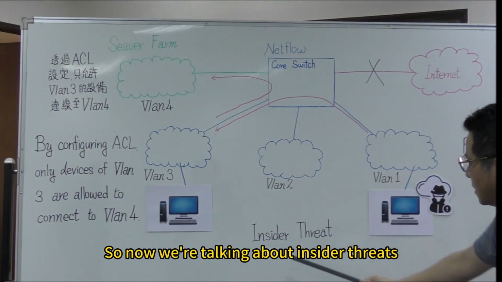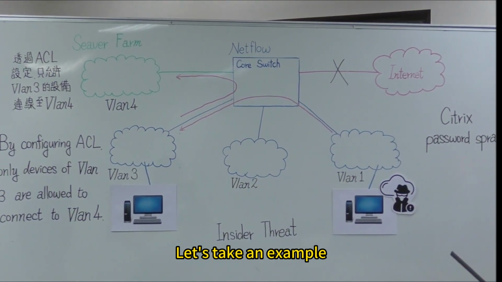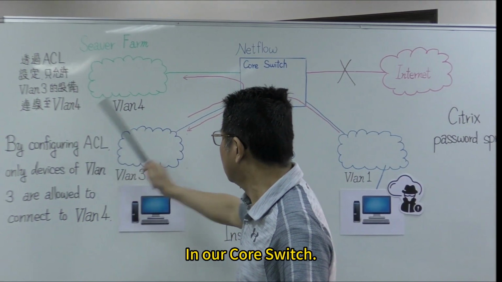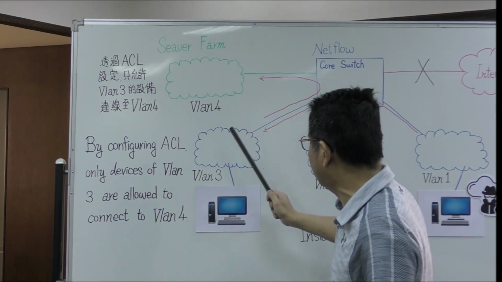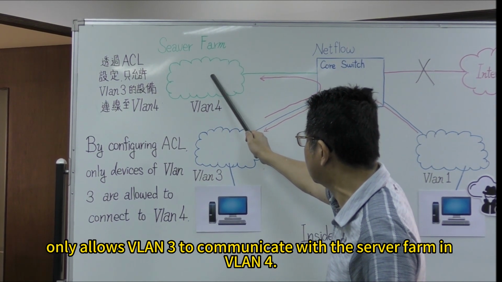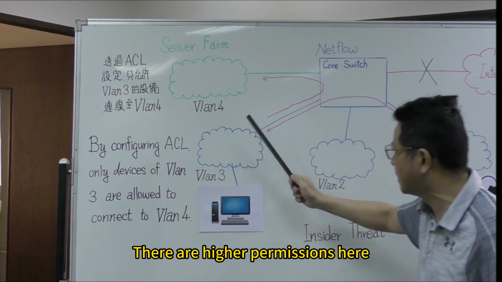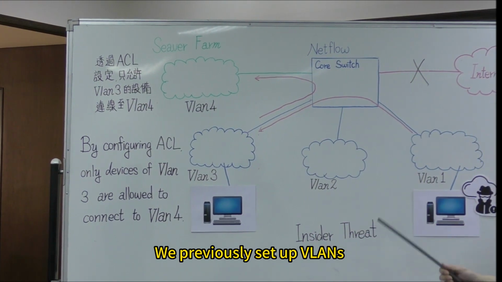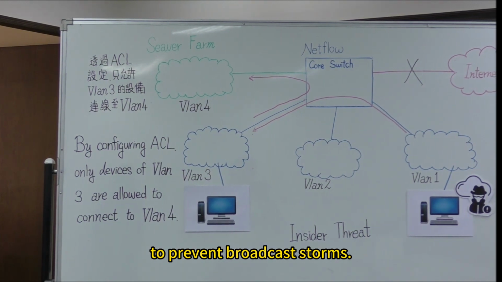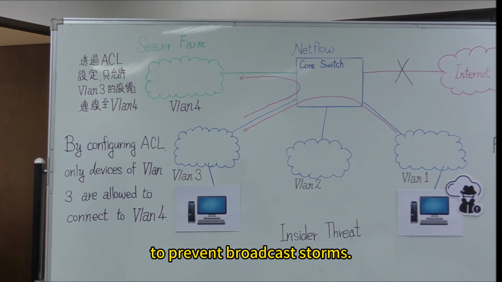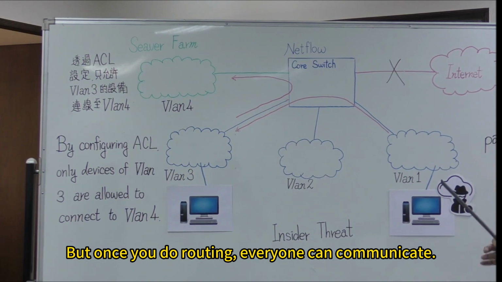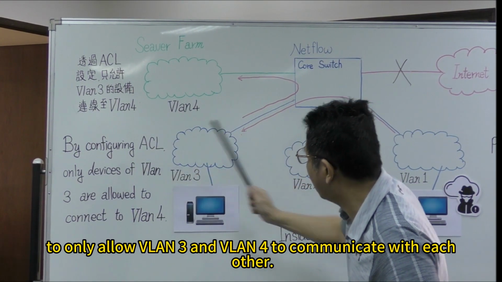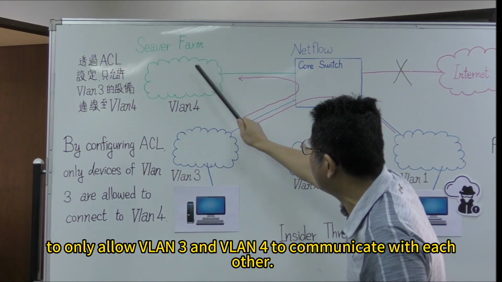So now we're talking about insider threats. Let's take an example. It is written here in our core switch. The entire design only allows VLAN 3 to communicate with the server farm in VLAN 4. There are higher permissions here because of information security concerns. We previously set up VLANs to prevent broadcast storms. But once you do routing, everyone can communicate. However, we must set up an ACL in the core switch to only allow VLAN 3 and VLAN 4 to communicate with each other.